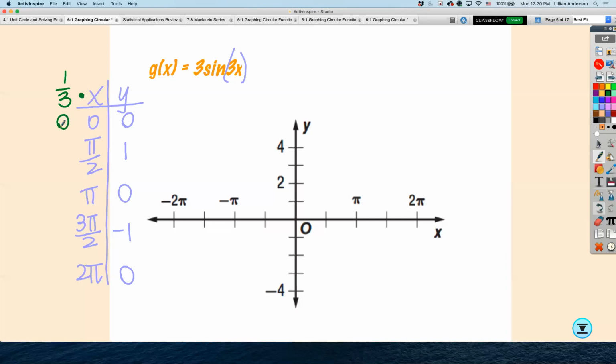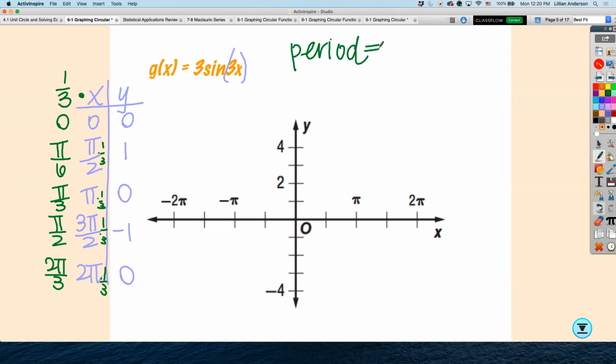0 times 1/3 is 0. But what is 1/3 times pi/2? What's 1/3 times pi? What's 1/3 times 3 pi/2? Gotta know how to multiply fractions here. What's 1/3 times 2 pi? The period of this function is what? 2 pi/3. So remember, it's the formula 2 pi over the absolute value of b. So it's 2 pi/3. How many complete cycles will occur between 0 and 2 pi? 3. Remember, it's the value of b that'll tell you how many cycles will occur between 0 and 2 pi.